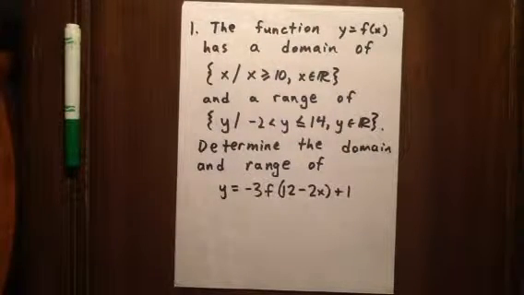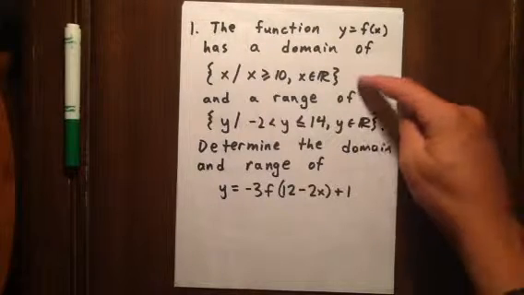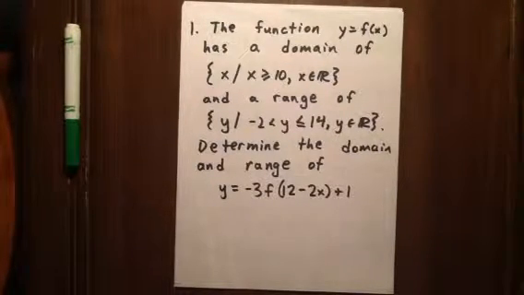So I want you to imagine that the function y equals f of x has a domain given by x such that x is greater than or equal to 10 and x is an element of the reals, and a range of y of the set of all y such that negative 2 is less than y, less than or equal to 14, and y is an element of the reals. Well, that's the domain and range of y equals f of x.